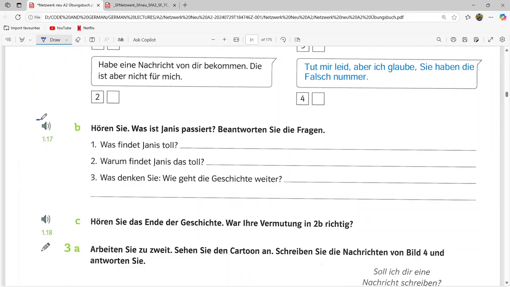Next one, listening task. Hören Sie, was ist Janis passiert? So here, what happened to Janis? Beantworten Sie die Fragen. So answer the questions. What are the questions? Was findet Janis toll? So what Janis finds great. Warum findet Janis das toll? Why Janis found that great. Was denken Sie? Wie geht die Geschichte weiter? So what do you think? How does the story go? Okay, so let me play the audio.